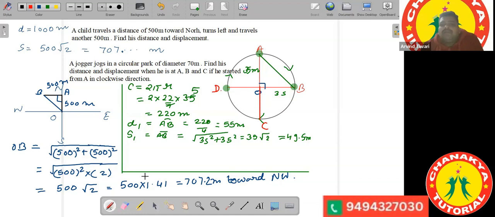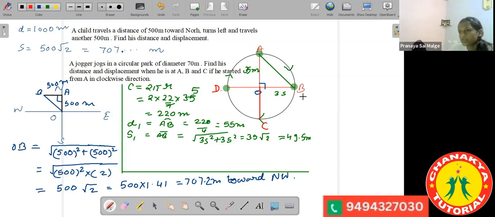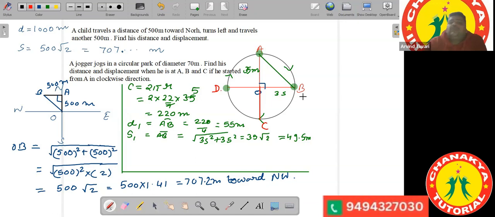If the person is at D, what will be the distance and displacement? Distance would be 165 and displacement would be the same as this. So your distance would be 55 times 3, that's 165, and your displacement will be the same, that's 55 meters.